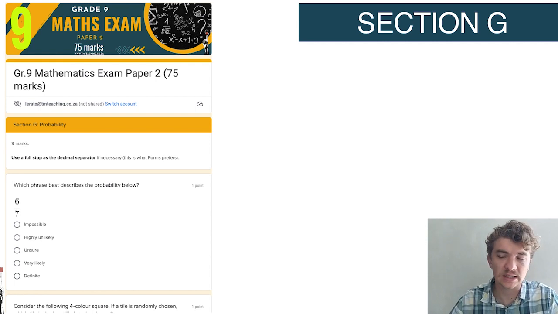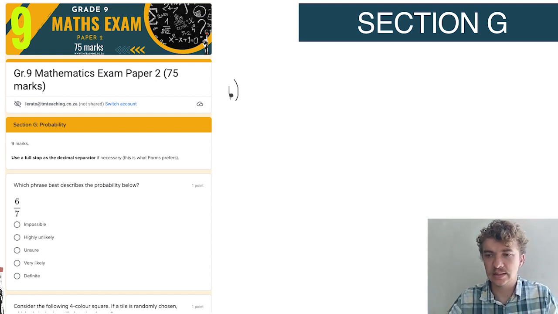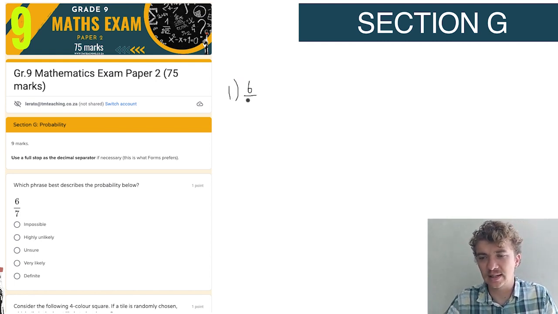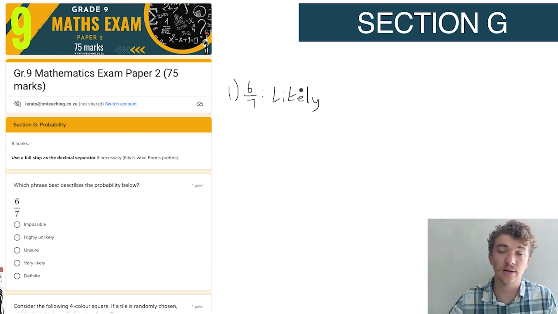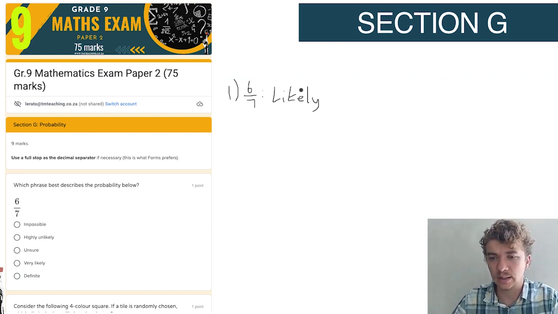So we have 6/7. And since 6/7 is quite a high probability, it means that it's likely. Something is likely to occur but not guaranteed. Okay, so it's very likely but not guaranteed or definite. And then question 2.